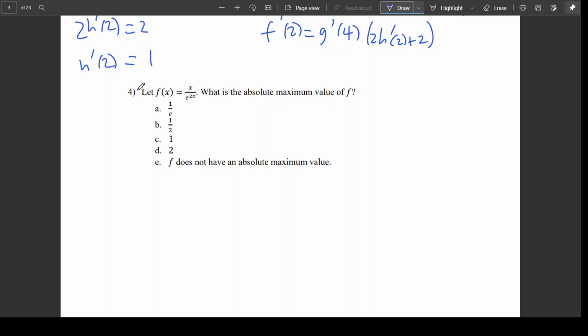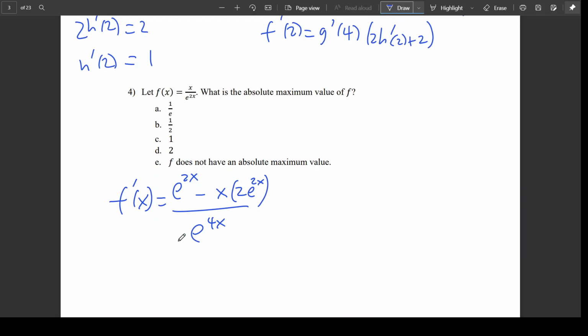x over e to the 2x. What is the absolute maximum value of f? Okay, so to find absolute maximums, we're going to take the derivative first of all, okay? So we'll start off by taking f prime of x. And so since we're dividing, we're going to use the quotient rule. So we'll have e to the 2x times the derivative, which is 1, minus x times the derivative of e to the 2x, which is 2e to the 2x, over the bottom squared, which is e to the 4x, okay?